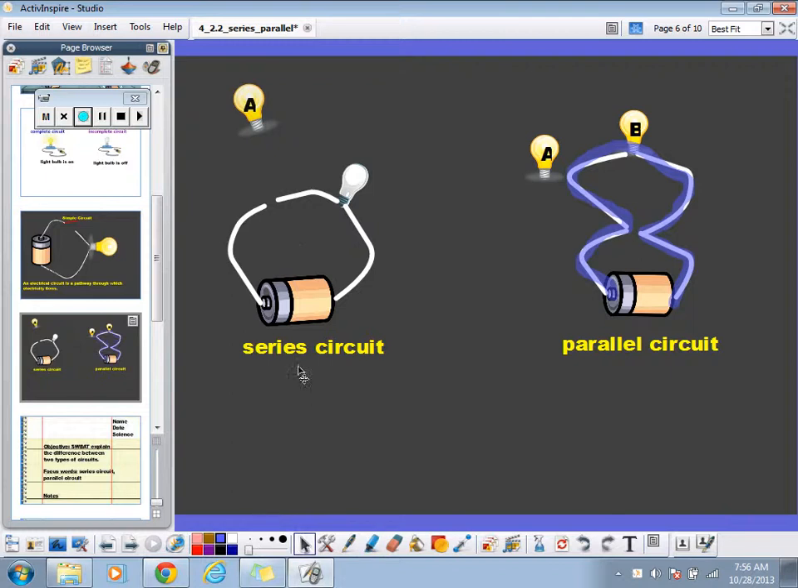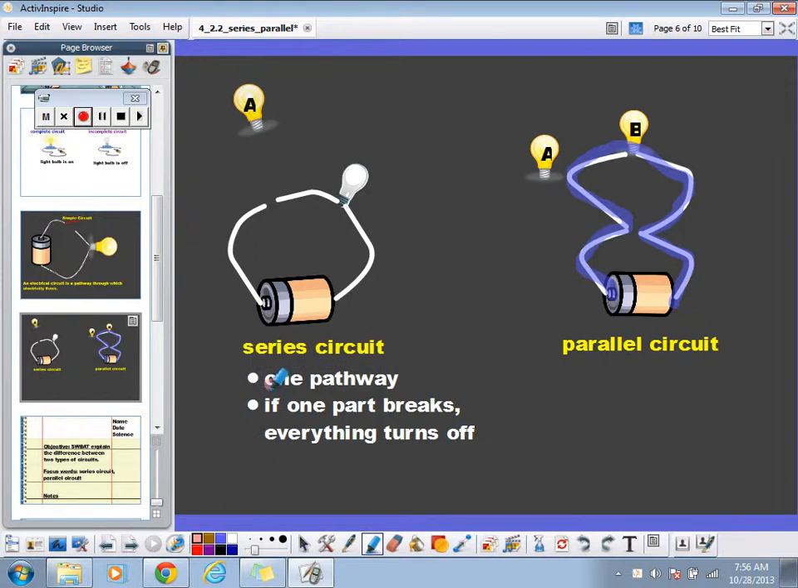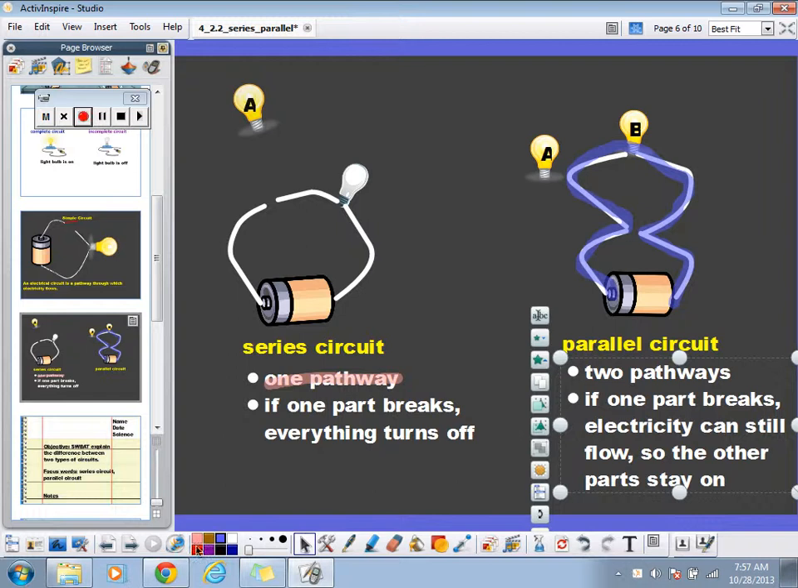So the important thing is, on the series circuit, there's just one pathway. So if one part breaks, everything turns off. But on the parallel circuit, there are 2 pathways. So if one part breaks, the electricity can still flow because there's another place for it to go. So light bulb B will stay on.